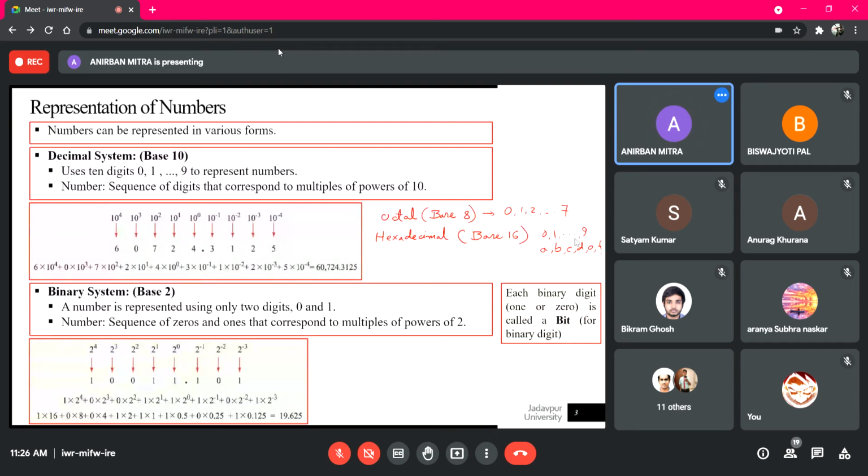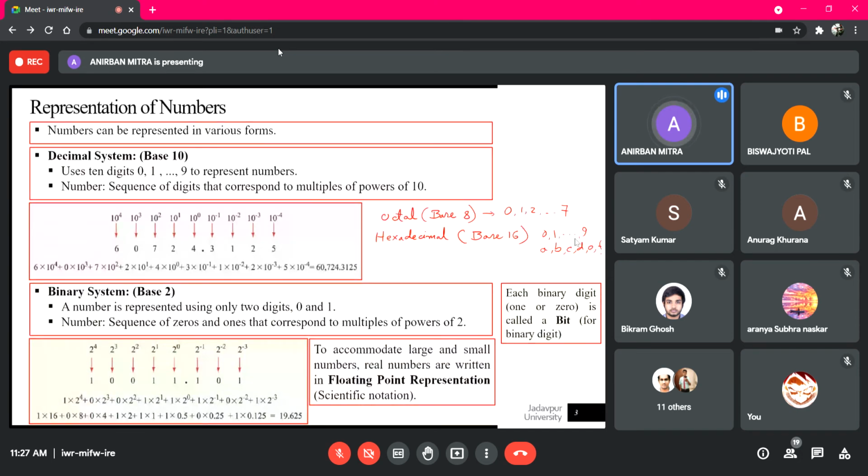So we know that computers use binary system. But what kind of notation do they use? They use scientific notation, and that is known as the floating point representation. Why do we use such a notation for computers? That is because it is able to represent very large as well as very small numbers, real numbers of course, with the minimum amount of space. That is why we have gone for this floating point representation for computers.